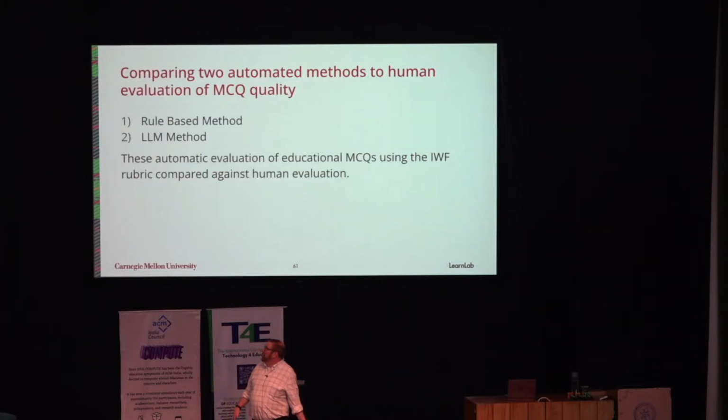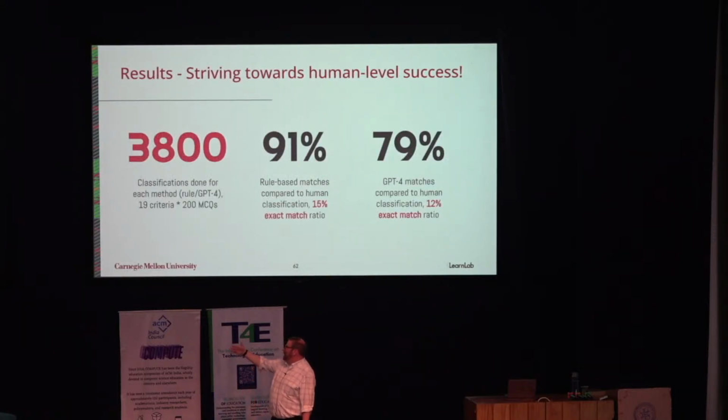So we really wanted to see, could we use automated methods? I probably should have flipped these. We actually started out with LLM, trying to do LLM on all of these, and then we went back to some rule-based methods when the LLM methods weren't quite as good as we thought. Thinking about whether or not we can use these automated methods, we did 200 questions times these 19 criteria. It actually turned out the rule-based methods worked better than the LLM methods, and we actually started with the LLM, and we weren't getting as high as we thought.